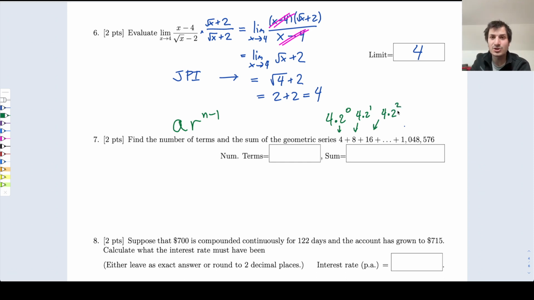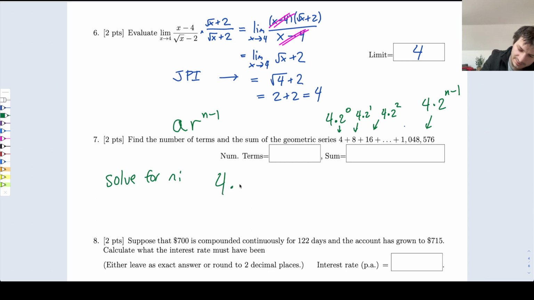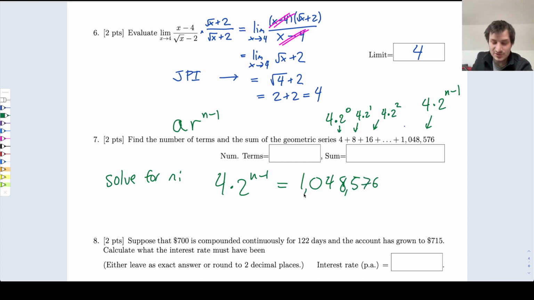And now we really see this structure. A equals 4 and r equals 2. It's going up by 2 every time. What is this one? Well, it's 4 times 2 to the power n minus 1, right? Where n is the number of terms. So I got to solve for n. 4 times 2 to the n minus 1 equals 1,048,576. Let's divide both sides by 4. 2 to the n minus 1.